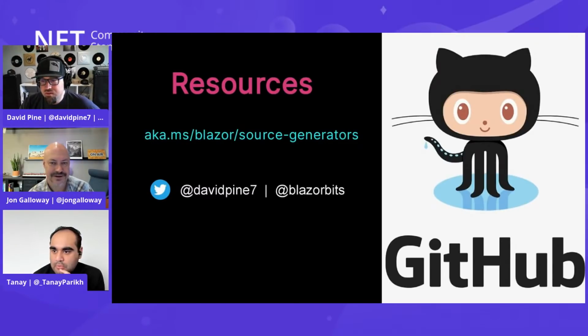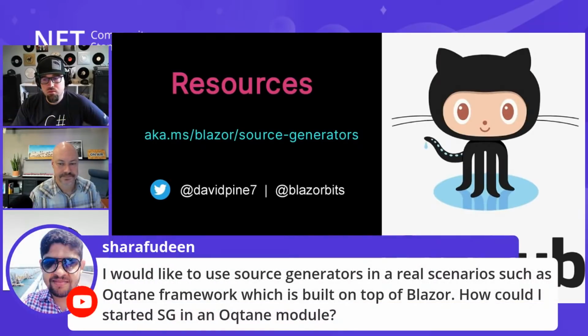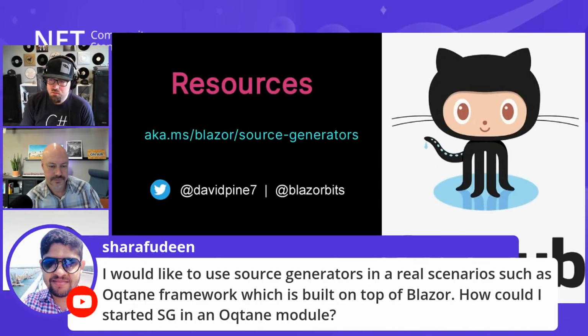Okay, we have a couple of questions in the chat, and of course, if you have any questions, feel free to leave them in the chat as well, and we'd love to answer them. The first question here is this individual asking about using source generators in real scenarios, like integrating with the Octane framework, which is built atop Blazor, and how they can get started with source generators more generally.